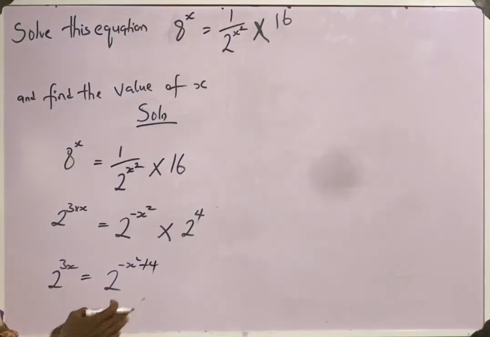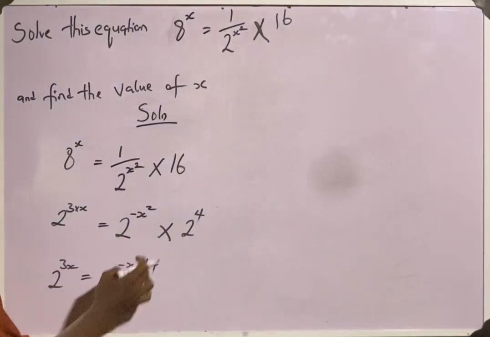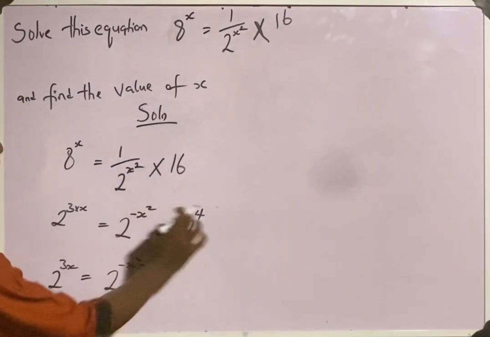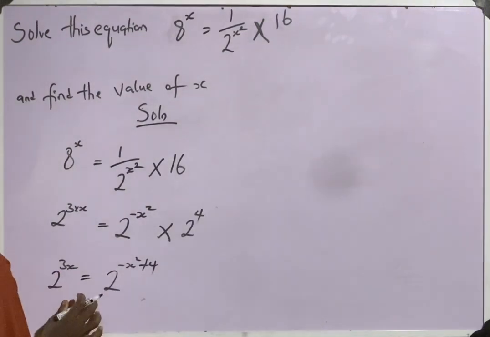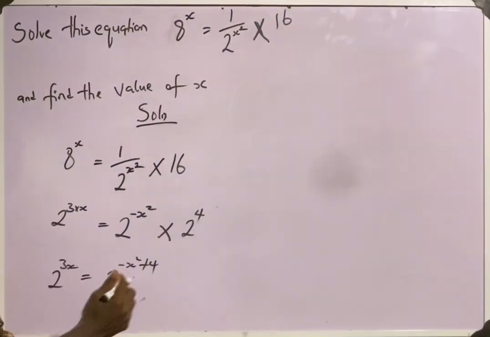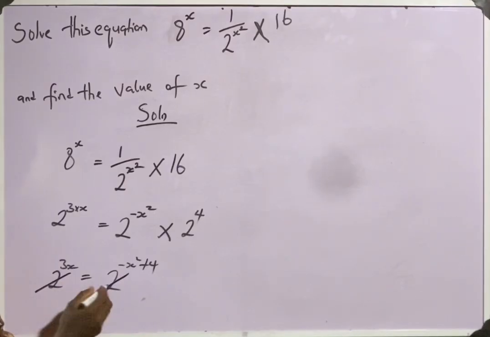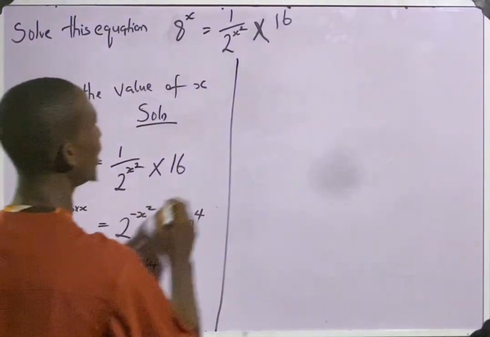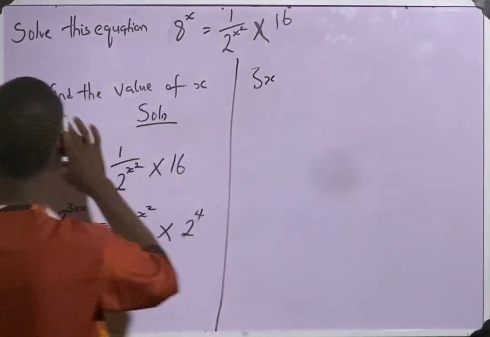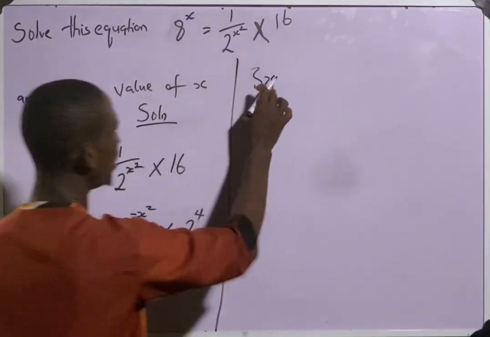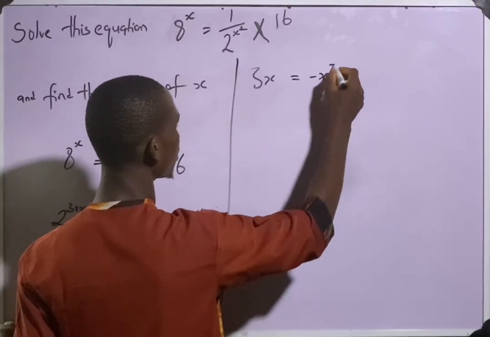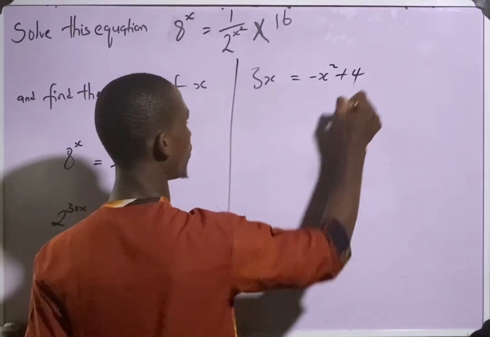If you don't understand what I did here, refer back to our previous video. When we have multiplication between 2 similar bases, the power will be added. So at this point, we can solve. We'll just cancel out our bases, since they are the same thing, pick our powers and solve. So we are now left with 3x. Remember, we are told to find the value of x. So we are left with 3x is equals to minus x squared plus 4.